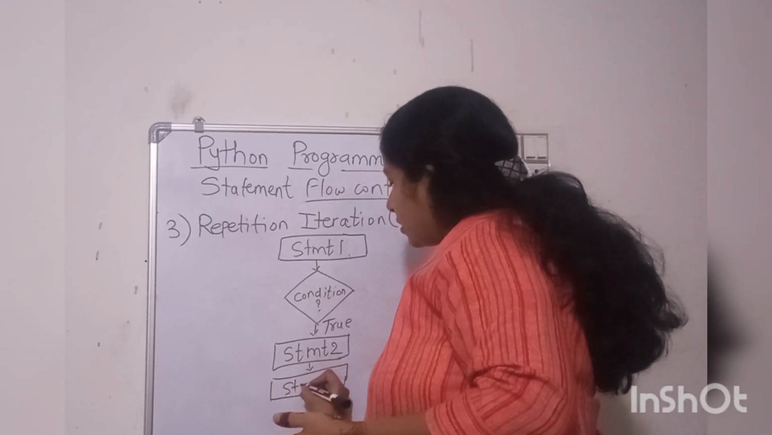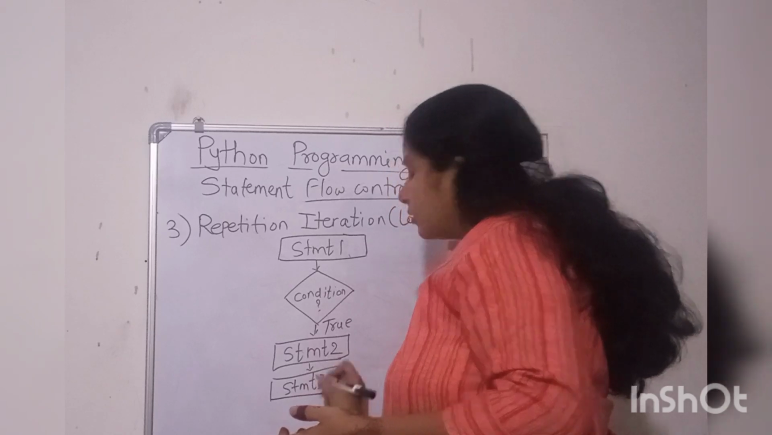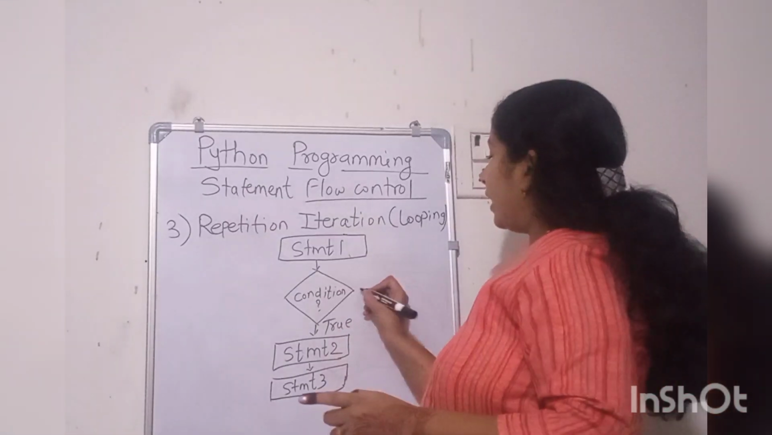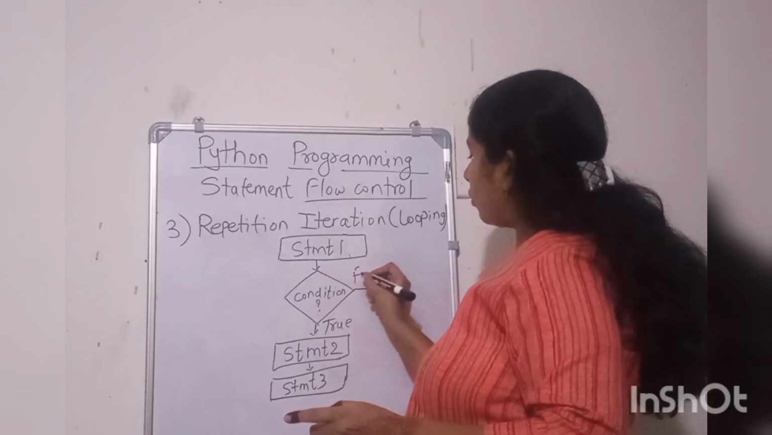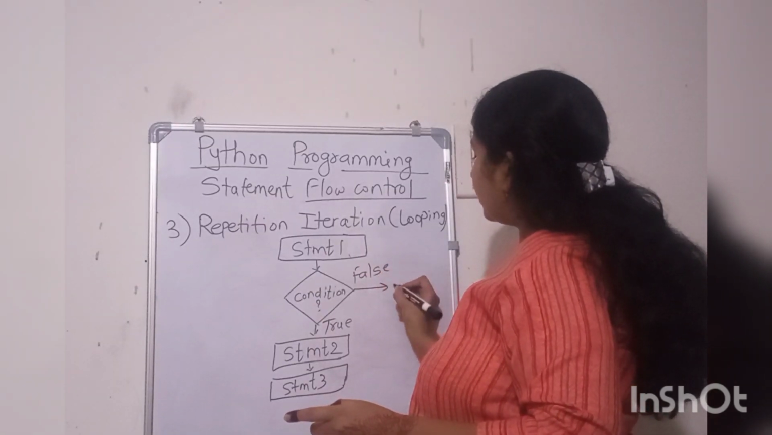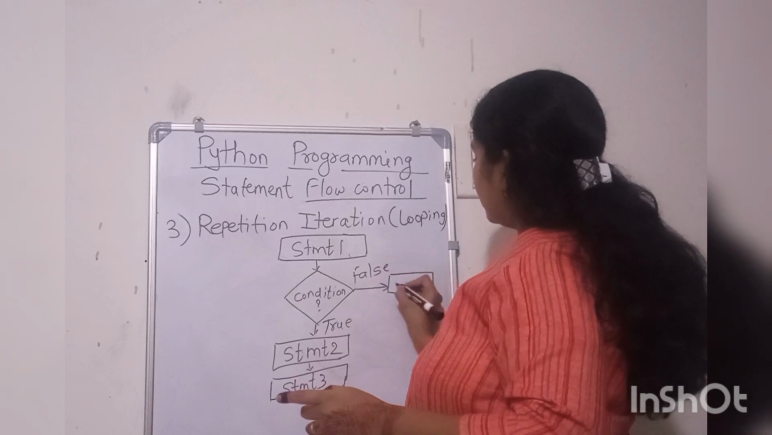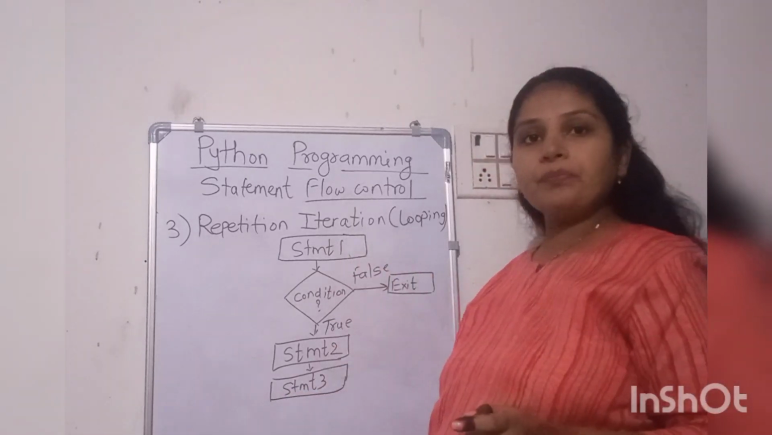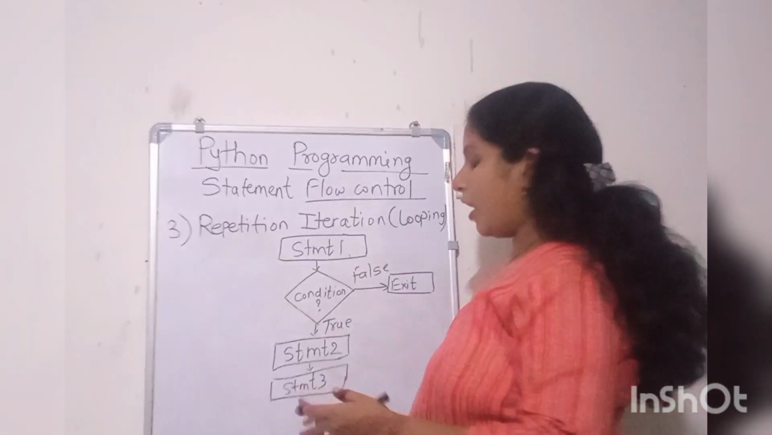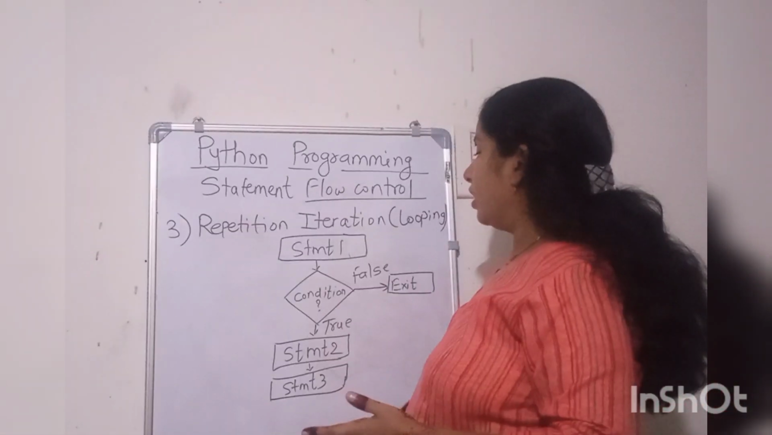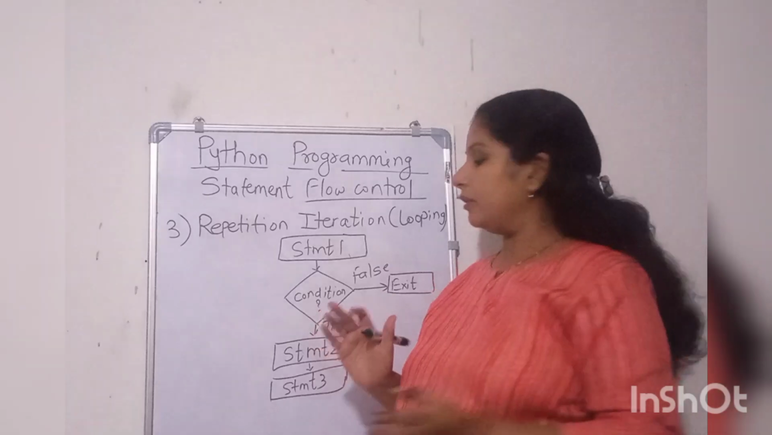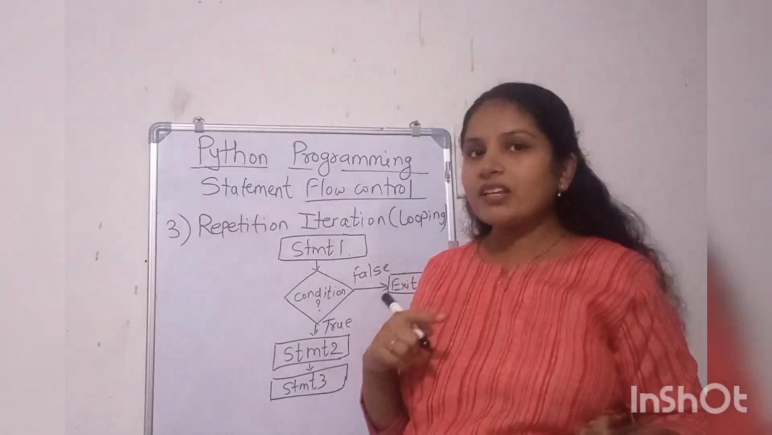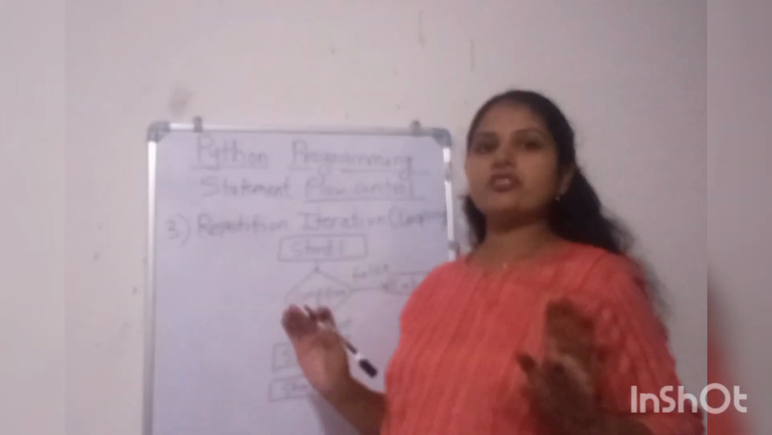This is your statement 3. If the condition is true, you continue; if the condition is false, then you are taking the exit, or you might join the same program ahead afterwards, after your statement number 3. So what is happening basically, statements number 2 and 3 keep executing till this condition is false.